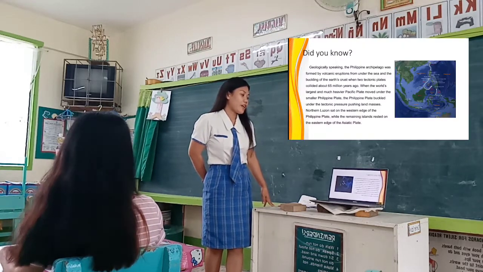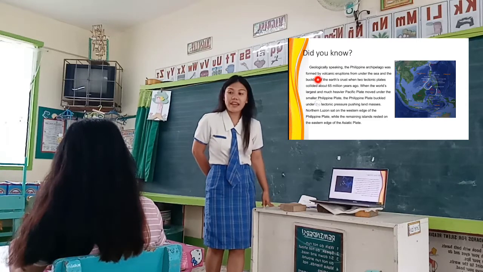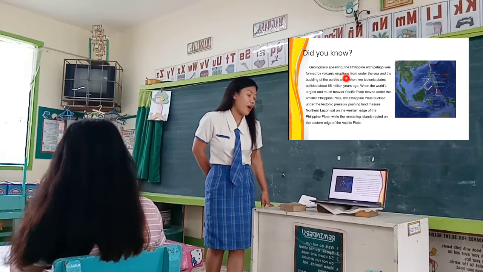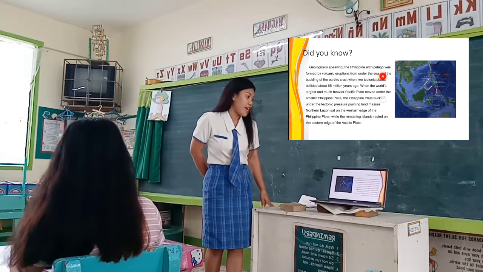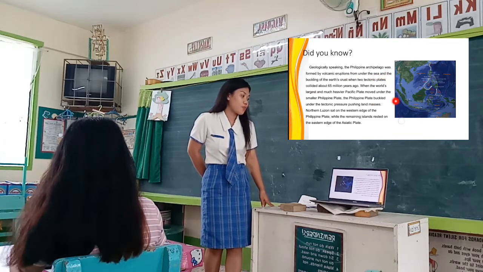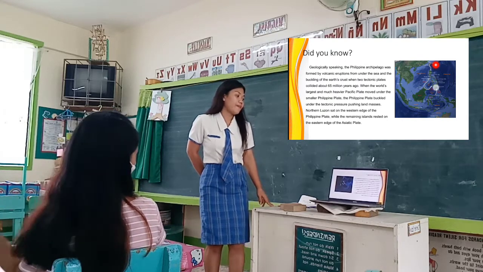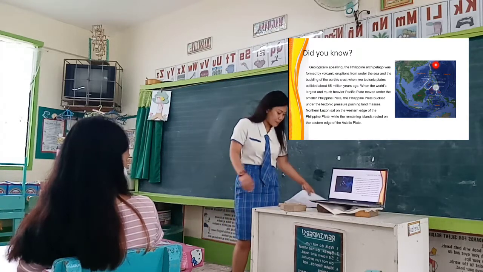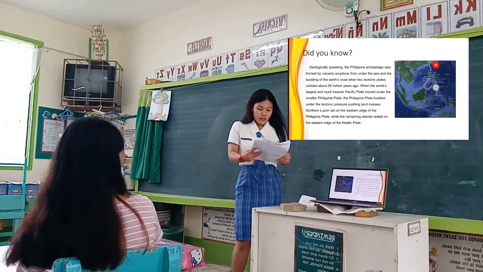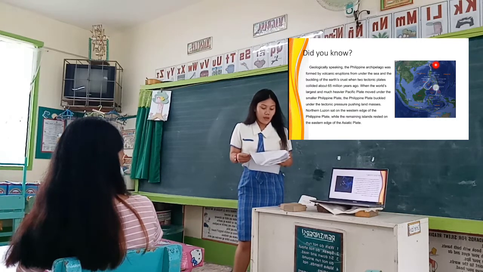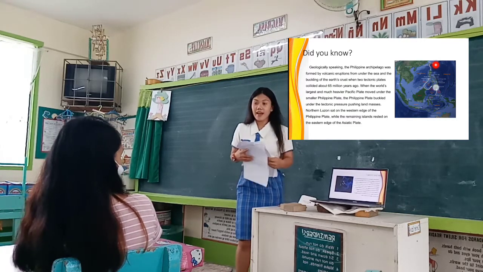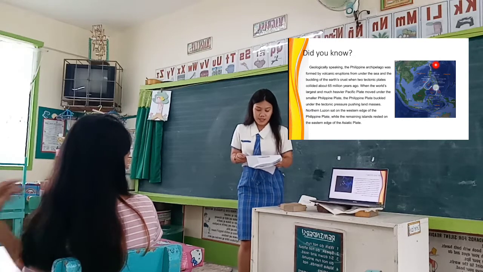So, the Philippine archipelago was formed by volcanic eruption from under the sea and the buckling of the Earth's crust when two tectonic plates collided about 65 million years ago. So, ang Philippine archipelago gali formed by the volcanic eruptions.